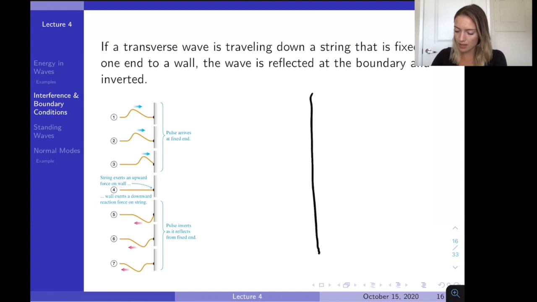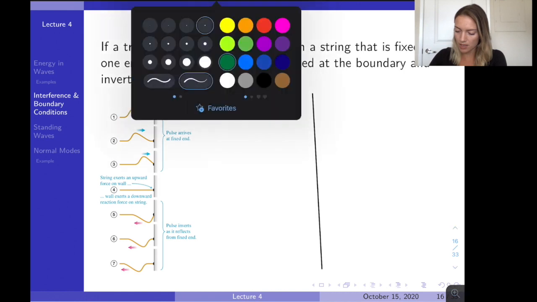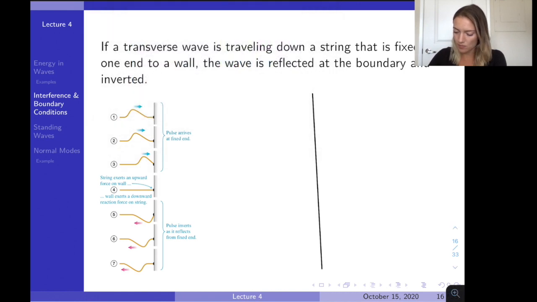So let me draw it this way. If I have some wave coming in here, so my wave is like this, and it's stuck there. And if this point here is not moving, I can actually model this by saying there's another wave coming in the opposite direction that's inverted.